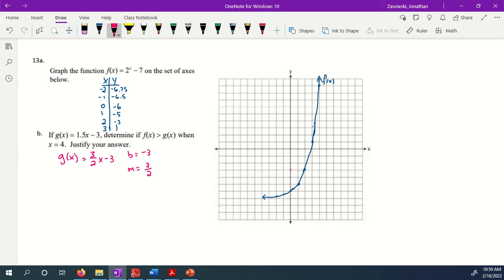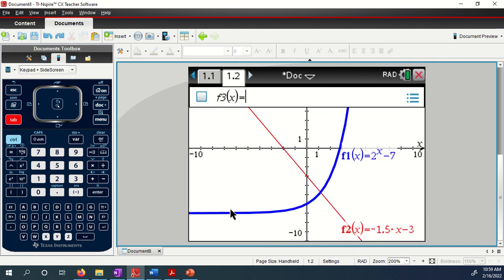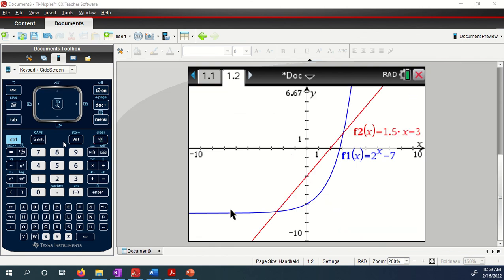I know I'm going to make a dot at negative 3. I'm going to go up 3. Okay, timeout. Our line is definitely not graphed correctly, and that's because we did a negative 1.5. This should be positive 1.5x. So the line should flip that way. There we go. Okay.